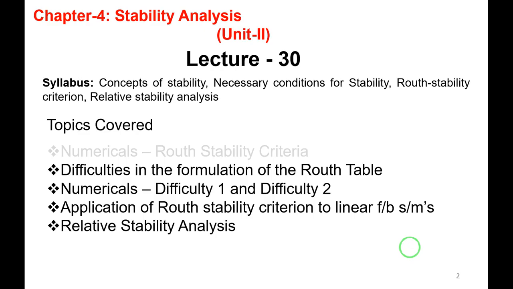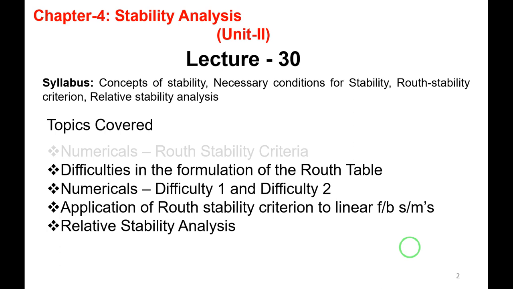In the previous lecture, we have seen how to find out the stability of the system by making use of the Routh stability criteria, right? So what we have done there, just we have formed the Routh array or Routh table. After forming the Routh array or Routh table, then we have observed the first column elements of the Routh array or Routh table. If there are no sign changes, then system is stable.